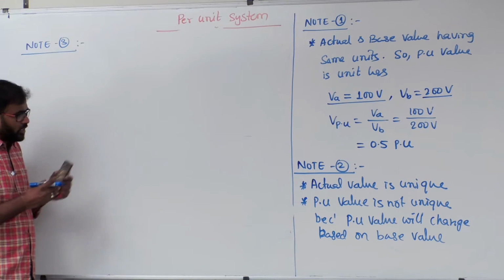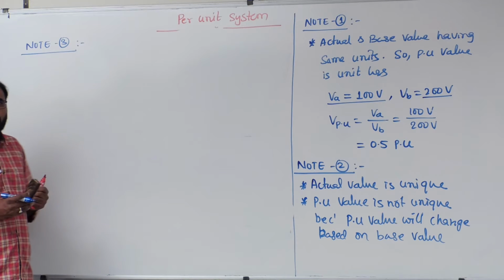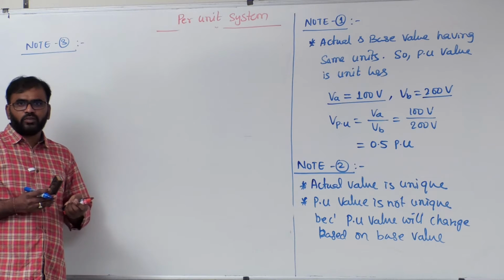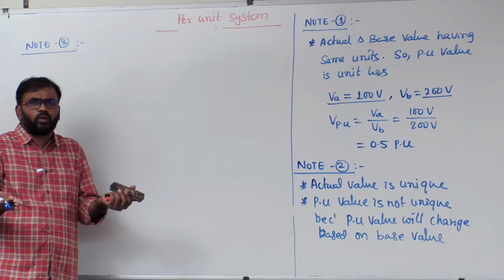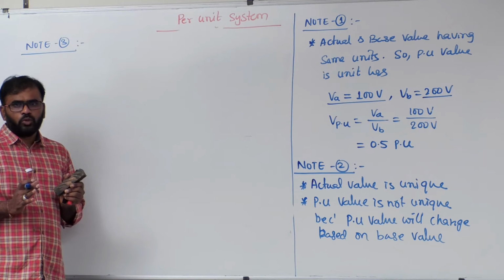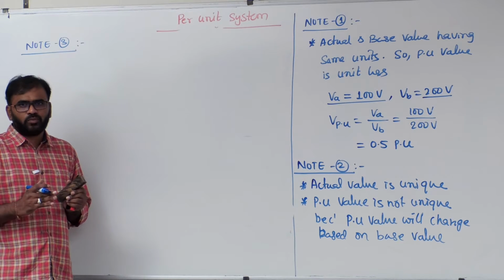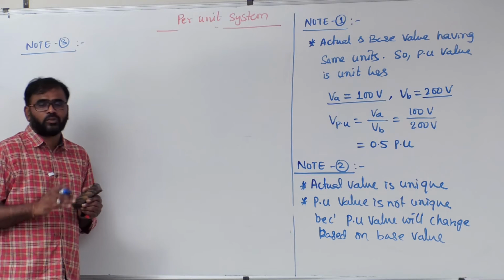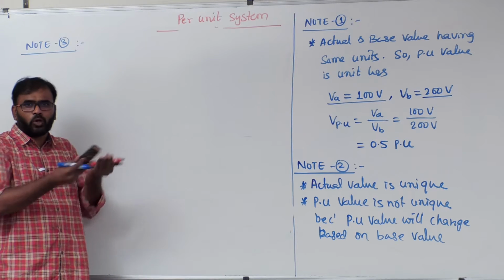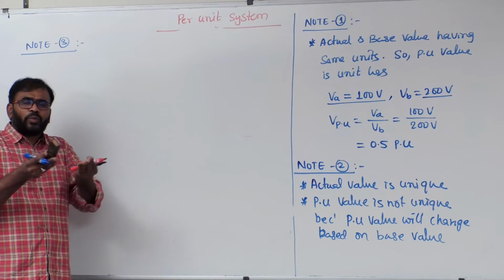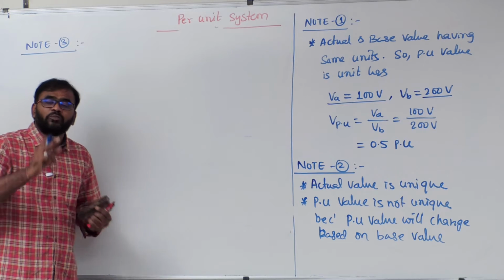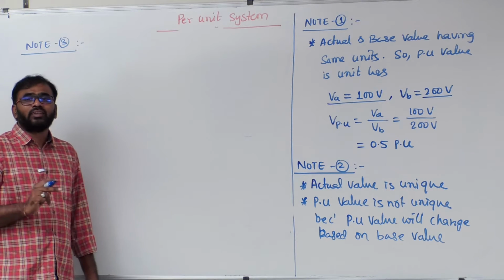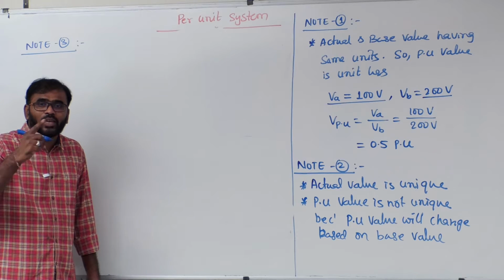Now coming to note number 3. Note number 3 talks about how to select the base quantities if the base value is not given in the problem. If the base value is given in the problem, you have to follow that. You don't have a right to select your own base because the base value is already given. So if it is given, I don't need to worry. Suppose the base value is not given, then how to select a base value?